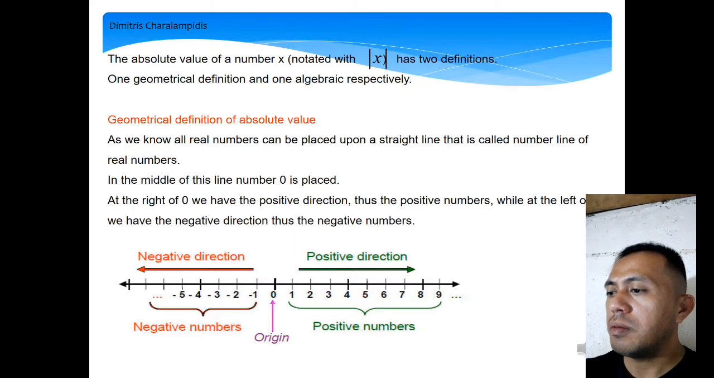Geometrical definition. With the number line in mind, we can now define the absolute value of a number x as the distance between this number and the origin. It's important to note that since distance is always positive and the absolute value is defined as distance, the absolute value of any number will always be greater than or equal to 0.